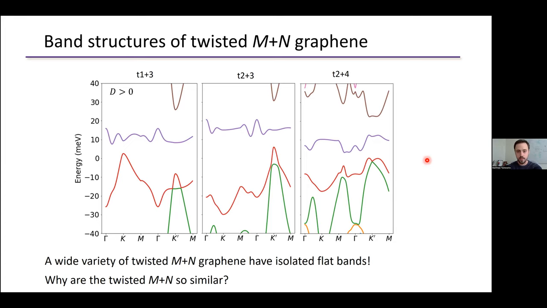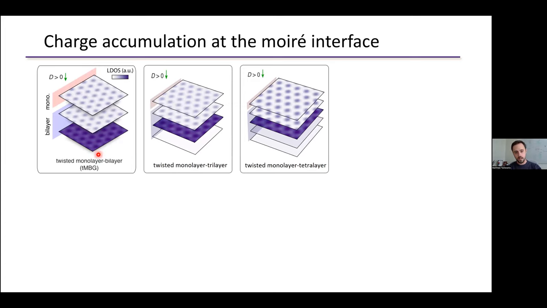I'm not sure that I can offer a particularly profound explanation, but at least one way I like to think about this is by looking at the layer resolved density of states that these calculations predict. And if I look at different structures, monolayer-bilayer, monolayer-trilayer, monolayer-tetralayer, with the displacement field pointing from the monolayer to the thicker Bernal multilayer graphene, then it turns out that there's a very common density of states arrangement, where here I'm showing density of states with white as low and purple as high. You can see that the density of states is modulated by the Moire potential. And then there's a very large density of states on the Bernal-stacked bilayer next to the twisted interface. And as we add more additional sheets of graphene, the charge aggregates around this Moire interface and looks very similar across these structures.